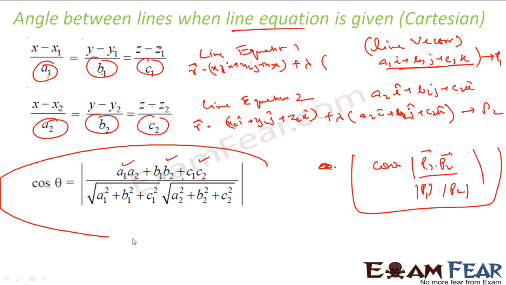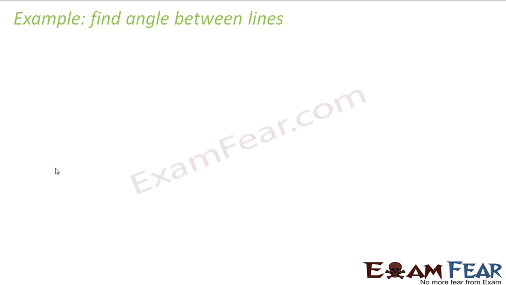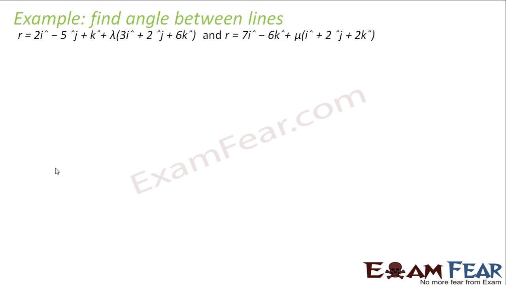So in Cartesian form, if I have two equations of lines given, we find the line vector first because that's something which we are interested in. If we have the line vectors, we can easily find the angle between the line vectors. So let's take some examples. I have my two lines given. This is my R1. This is my R2. I have to find the angle between these two lines.